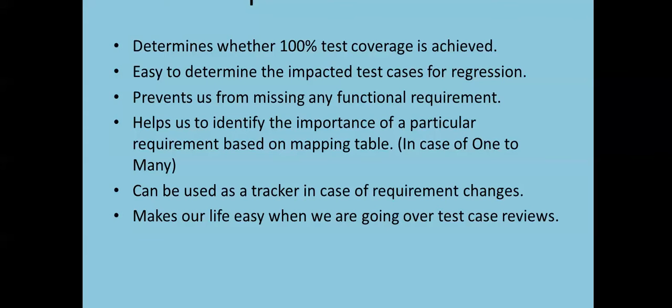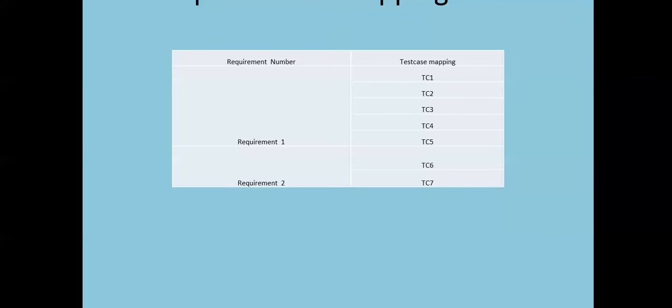Coming to the third point, this prevents us from missing any functional requirements. So as I already told you, when you're coming up with a table like this and when you're mapping the requirements and its corresponding test cases, there is no way that you will miss any requirement here. So at the end of preparing this table, you will make sure that you are covering all requirements with a good set of test cases.